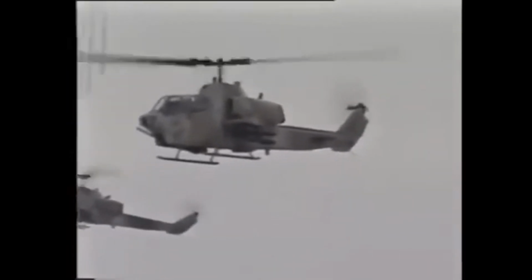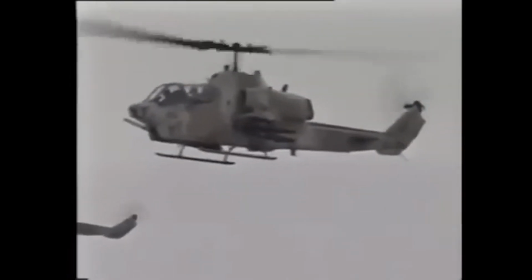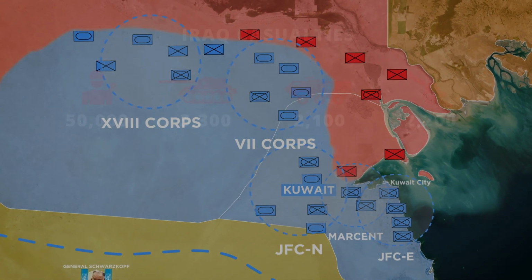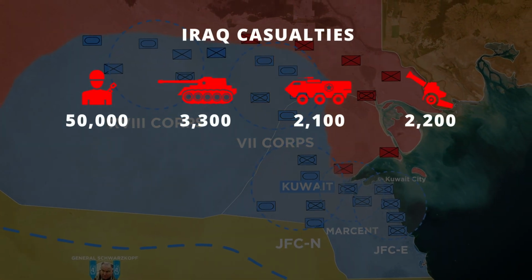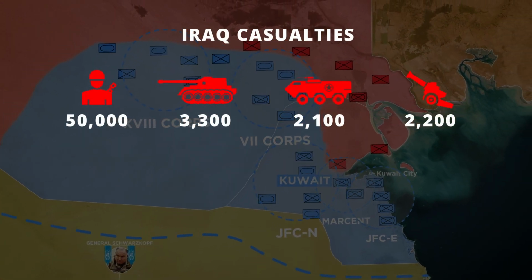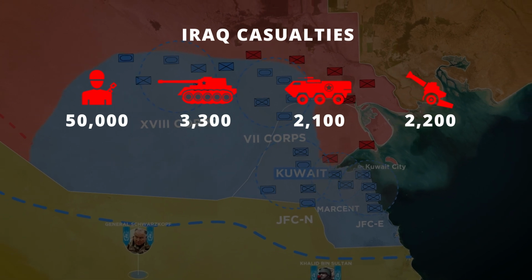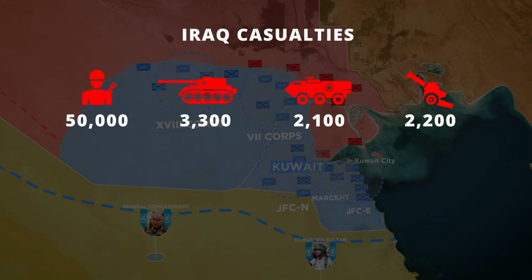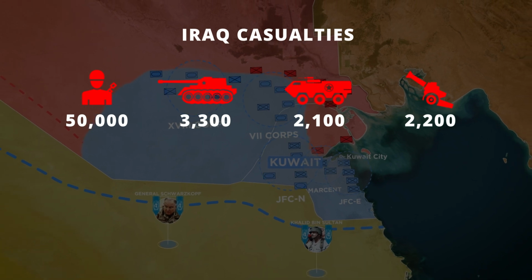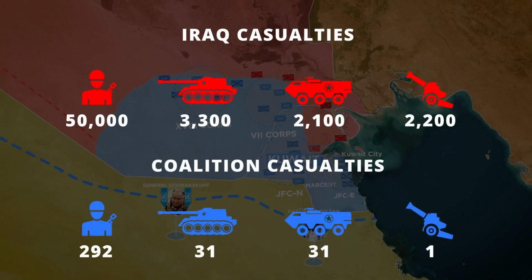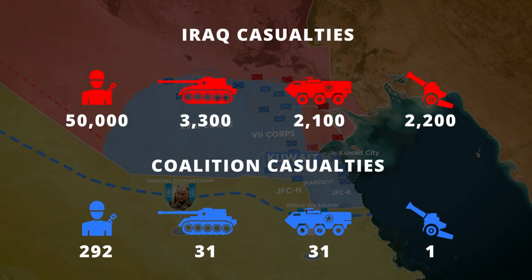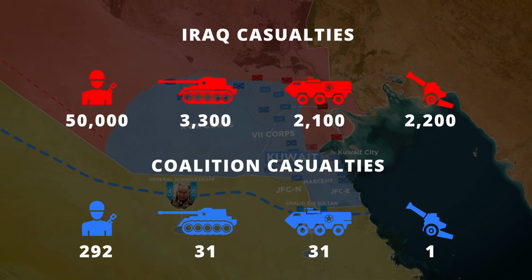Coalition air forces rapidly achieved air superiority in Kuwait and set the stage for the coalition ground forces' dramatic envelopment, destruction of the combat effectiveness of the Republican Guards, and defeat of Saddam Hussein's forces in detail. By the end of the war, Iraq lost nearly 50,000 soldiers, 3,300 tanks, 2,100 APCs, and 2,200 artillery systems. In comparison, the coalition lost only 292 soldiers, 31 tanks, 31 APCs, and 1 artillery system.